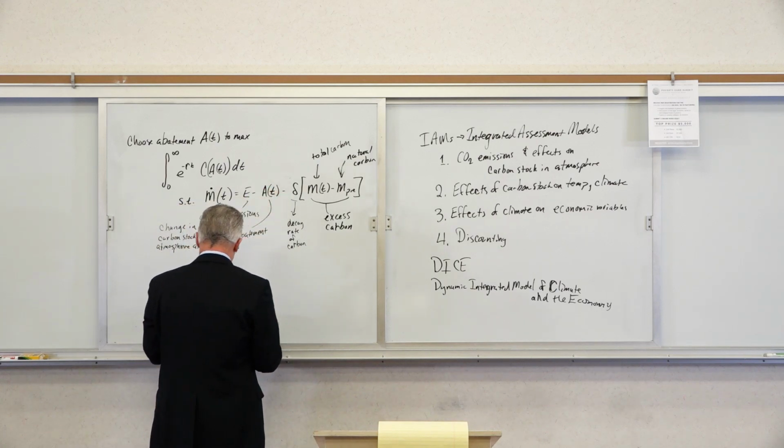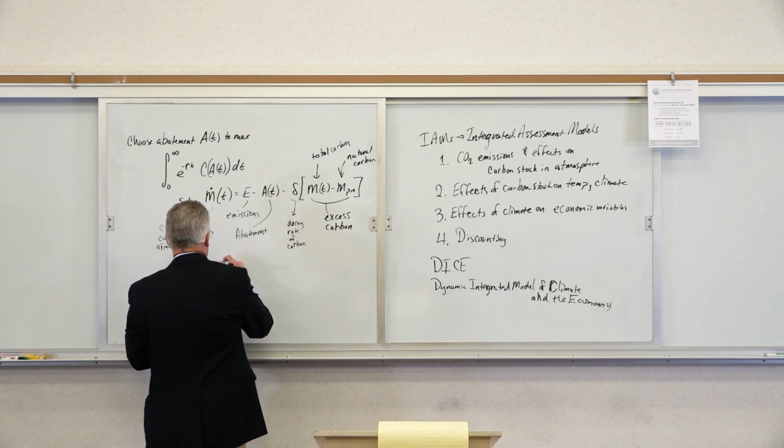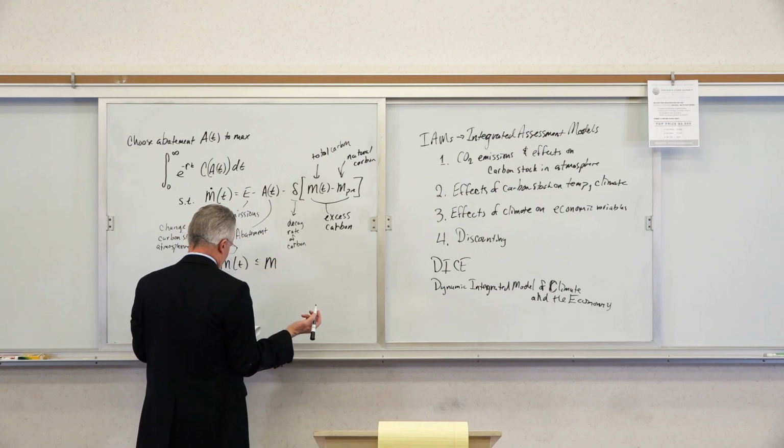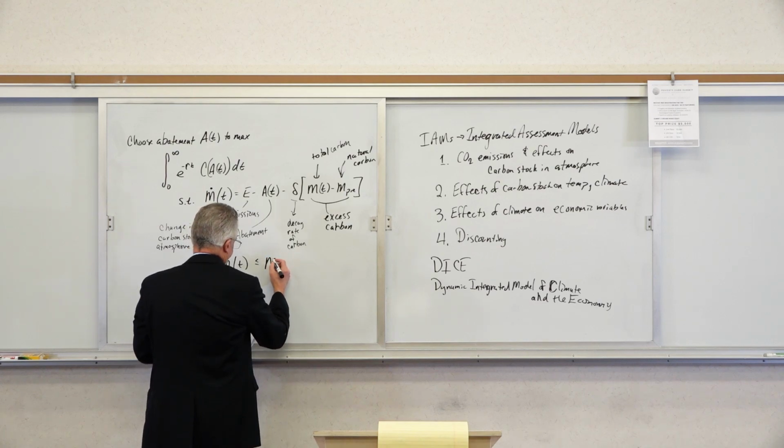And then we also have another barrier, which is that M_t, our stock, has to be less than or equal to M. What should I call it? I don't want to call it naught. Call it bar, I guess. I don't know.